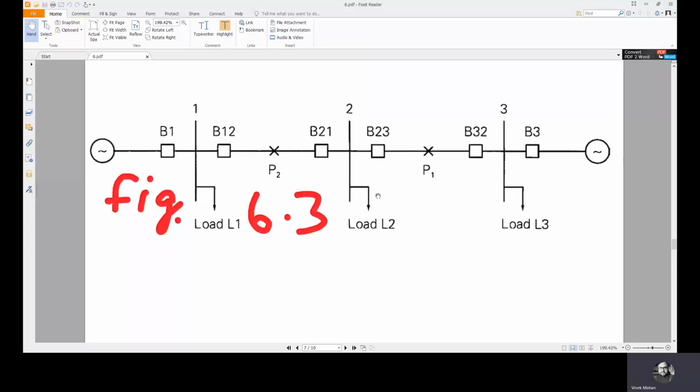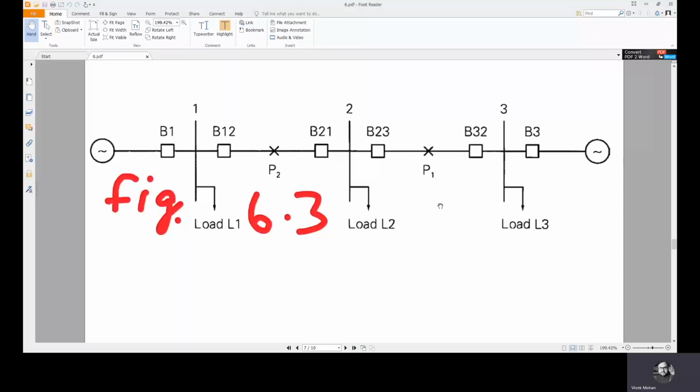So to avoid that, B23 should be faster than B21, so that if it senses a fault to the right side of B23, it should immediately trip with B32. Then only this line is isolated and loads 1, 2 and 3 are still supplied.